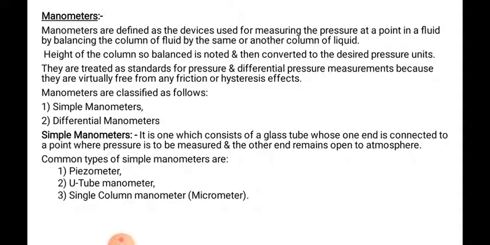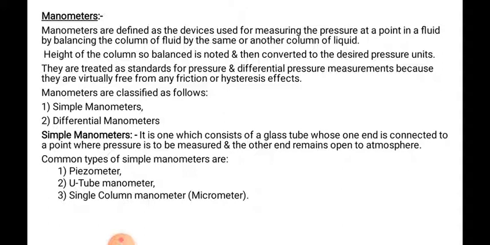Manometers are defined as devices used for measuring the pressure at a point in a fluid by balancing the column of a fluid with the same or another column of a liquid. You have studied all the types of manometers for the measurement of pressure in Fluid Power 1 in third semester. The same manometers are used here also. The height of the column so balanced is noted and then converted to the desired pressure unit. For differential pressure measurement, we have to balance the height of the manometer.